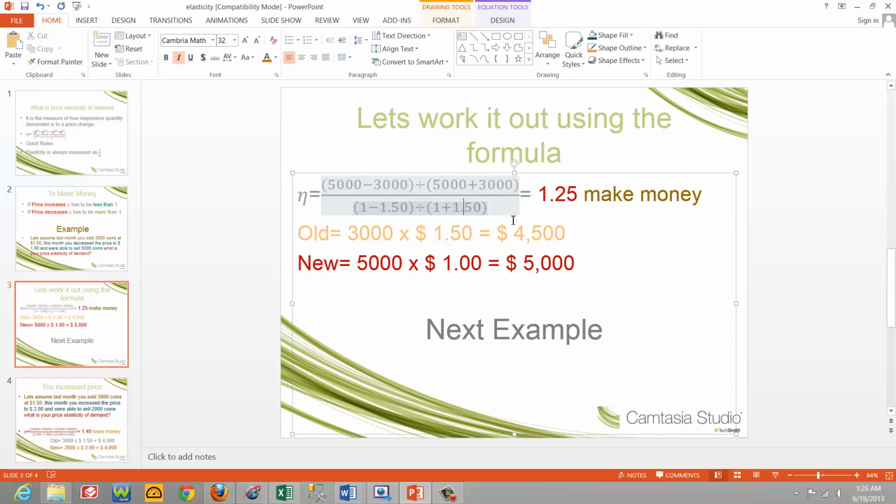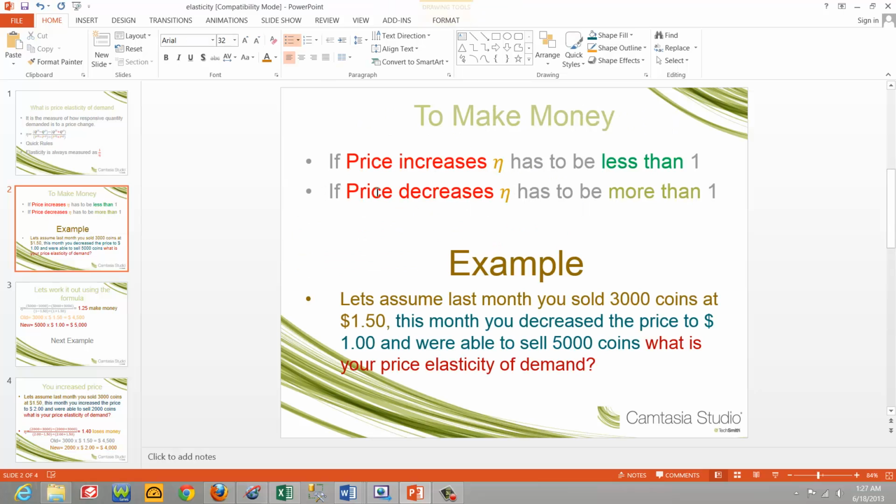So this is basically division. It will be 0.25 divided by 0.20, which would equal 1.25. To make money, because again, going back to this example, if price decreases, n has to be more than 1 to make money. Obviously, the price decreased, because this month you decreased the price to $1. It was $1.50, now it's $1.